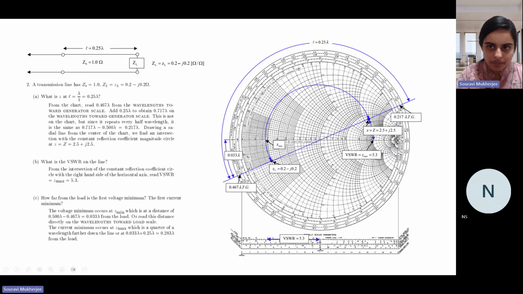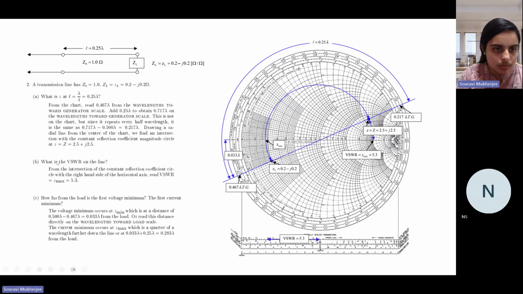Now when you come here, you can find the argument from this point. But what you need is the impedance, right? So go straight down to where this circle intersects, and that will give you the value at L equal to lambda by 4. And this is what you get. Here you are already getting the normalized values because initially it was already normalized. So this is your normalized Z.